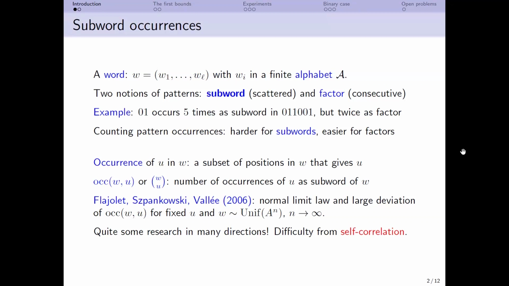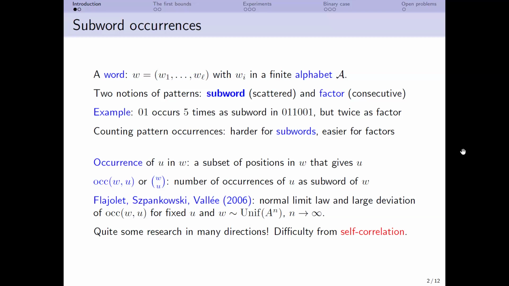And in the study of words, we usually look at two kinds of substructures. One is subwords, which is essentially we pick a subset of positions in the word that we call the occurrence. And then we look at the letters at these positions, we pick them up, and we have a smaller word, and it is a subword of the original word. But there is another notion of substructure that's called factor. That's essentially we require the subword to be of consecutive positions.